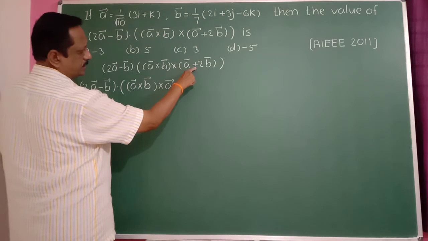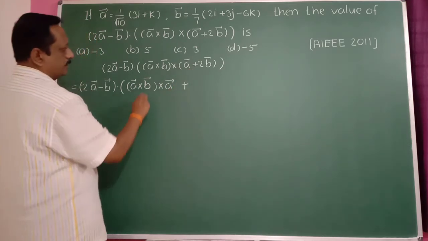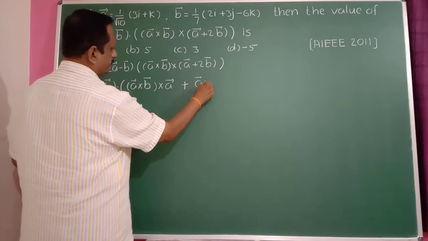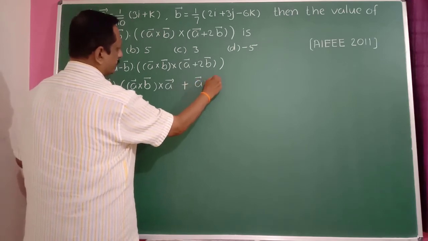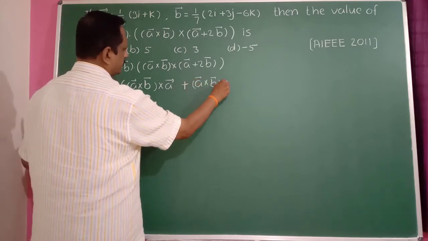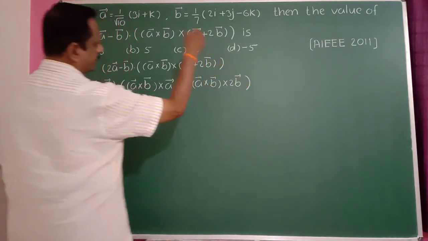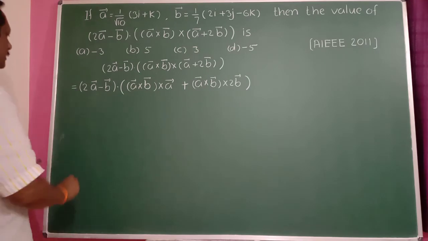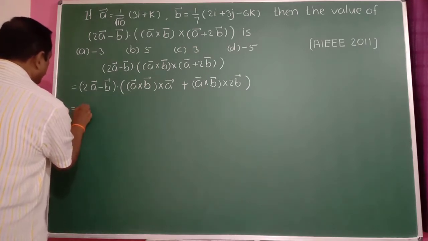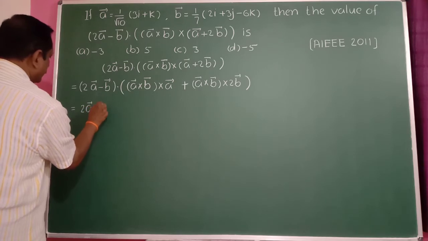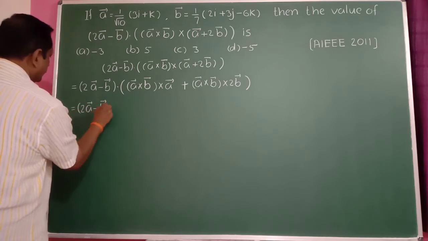Then a plus sign, plus this cross of 2 b bar: a bar cross b bar, cross of 2 into the vector b bar. Let it complete here. Then this is equal to 2 a bar minus b bar. Keep as it is here.